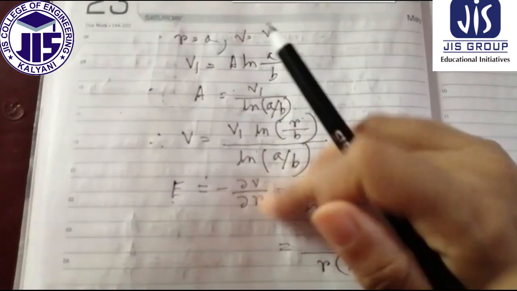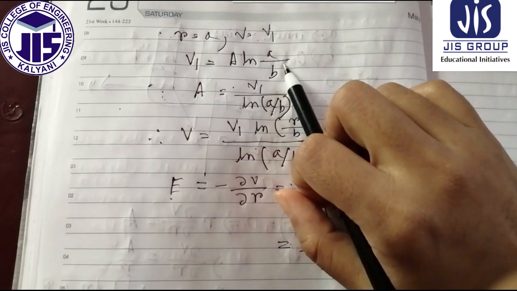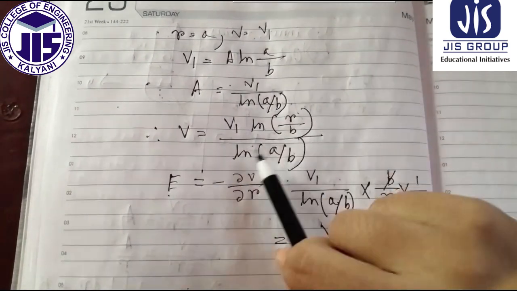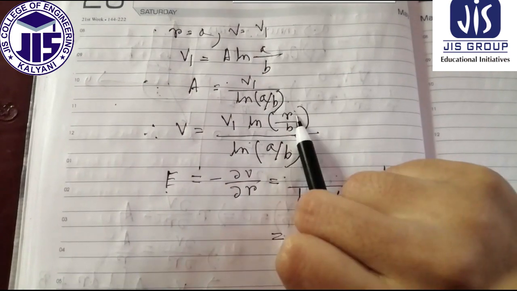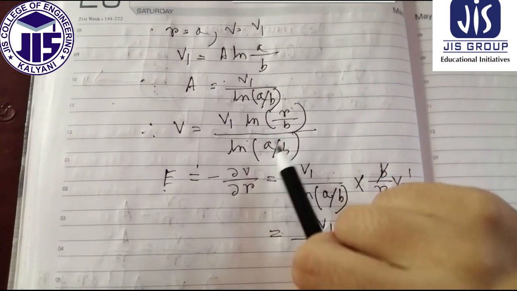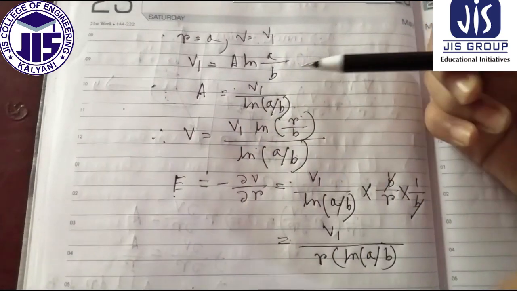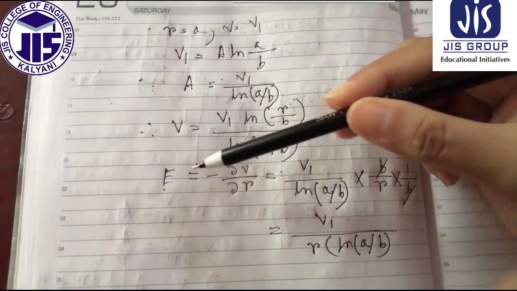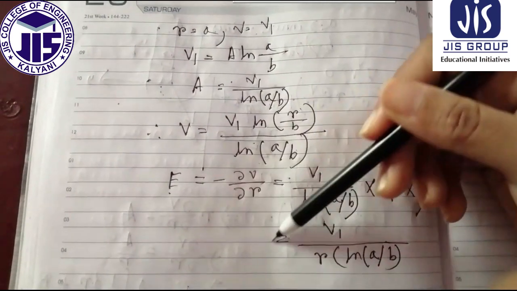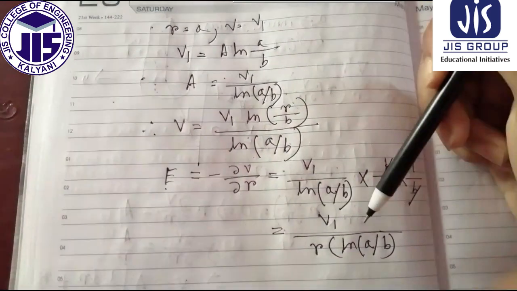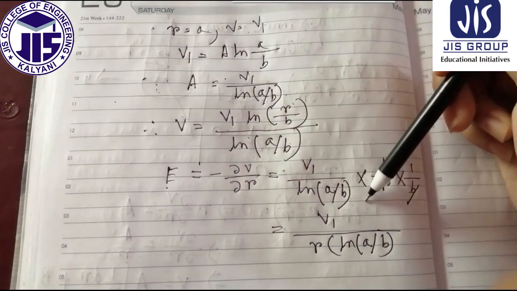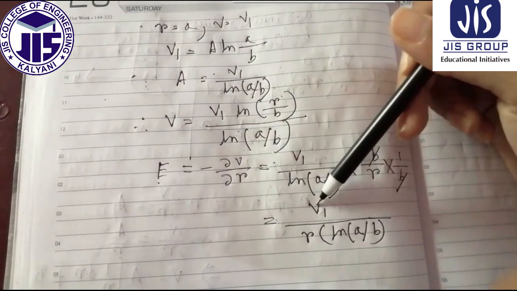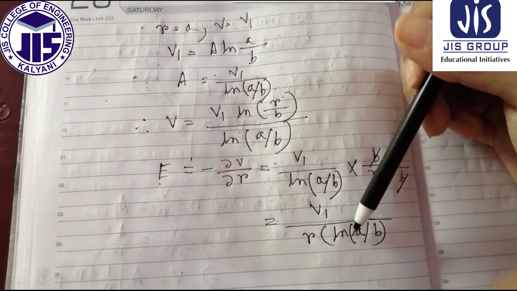Now, at r equal to a, V equal to V1, so a equal to V1 by ln a by b, and V equal to V1 into ln r by b divided by ln a by b. As we know, the relation is E equal to minus Nabla V. So minus del V by del r. That means here we have to do the derivative. If we do the derivative, then finally we get V1 by ln a by b into b by r into 1 by b. So V1 by r into ln a by b.